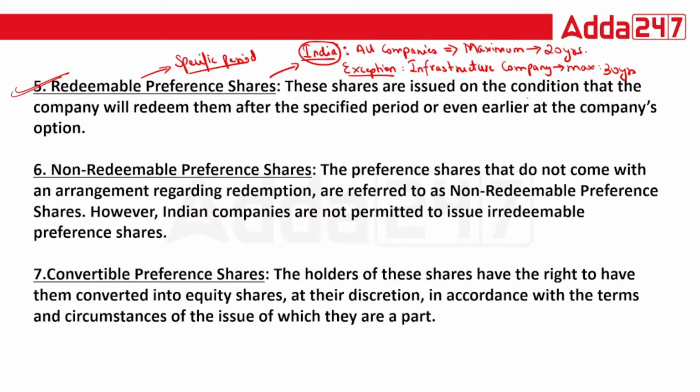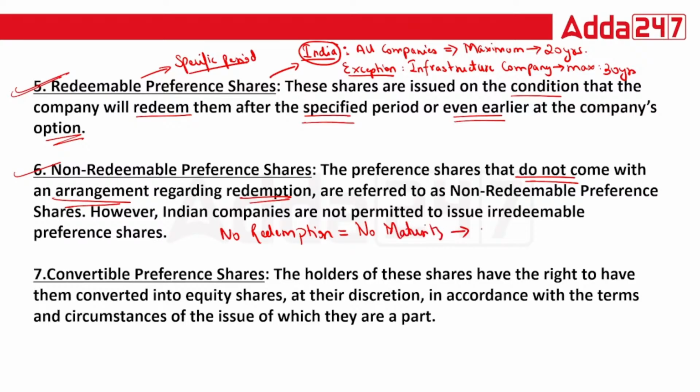These shares are issued on the condition that the company will redeem them after the specified period, or even earlier at the company's option. Then next is non-redeemable preference shares. Non-redeemable preference shares means shares that do not come with an arrangement regarding redemption. No redemption equals no maturity, means for an infinite period you are going to issue this. That is non-redeemable preference shares.